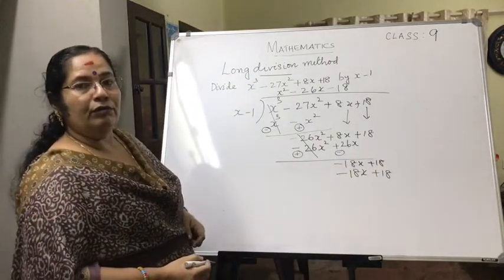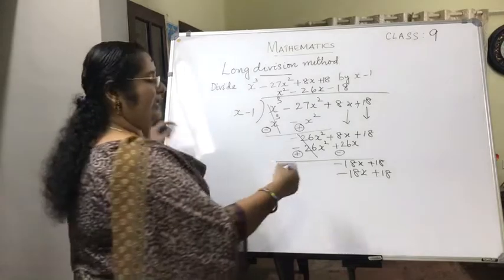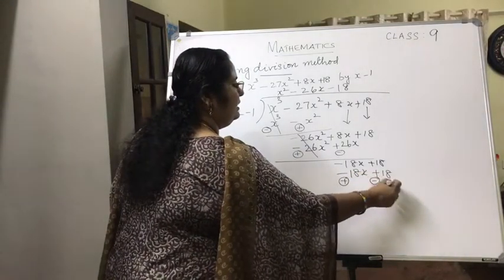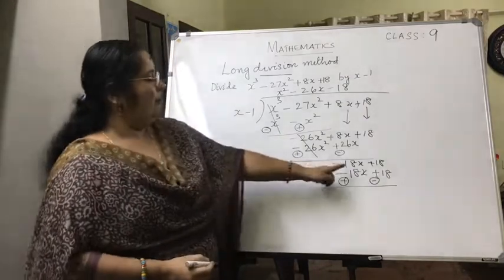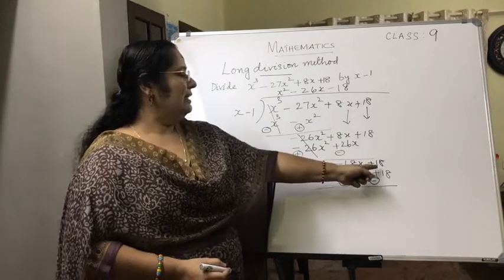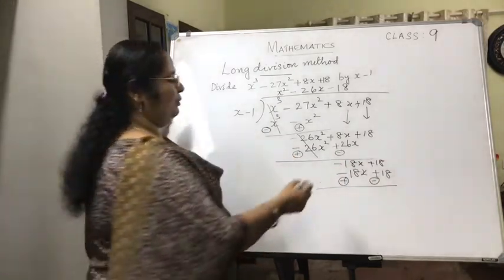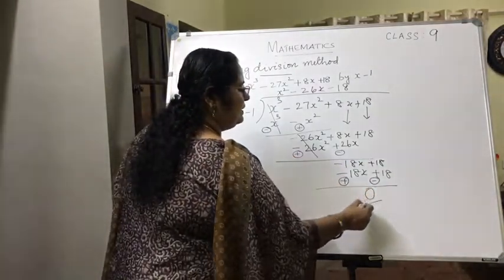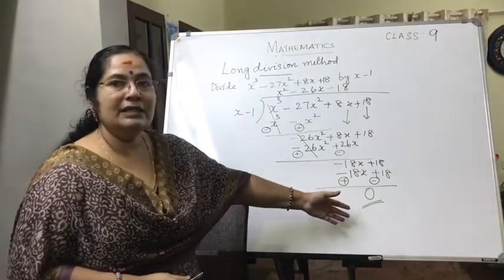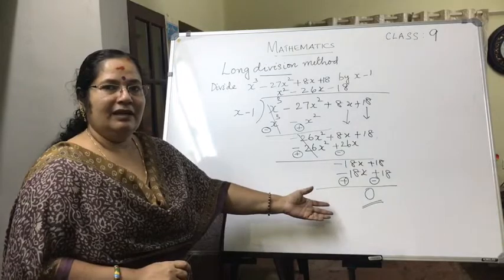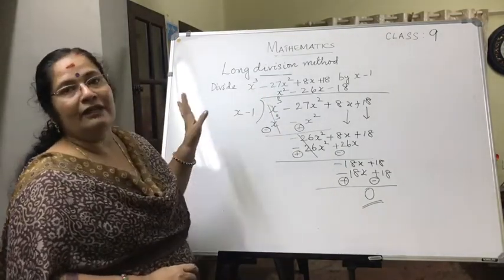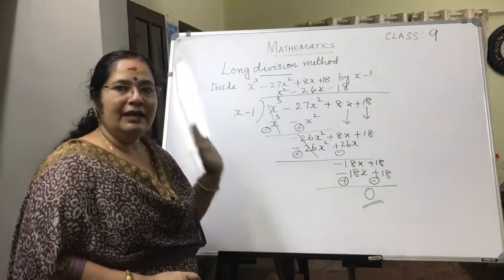Now what are you going to do? Next step, sign changing, because of subtraction. This becomes positive, this becomes negative. Do the subtraction. Minus 18x plus 18x gets cancelled. Plus 18 minus 18 is 0. So the whole term reduces down to 0. The remainder now is 0. There is no remainder, and its degree is less than the degree of the divisor. So we are stopping the division.